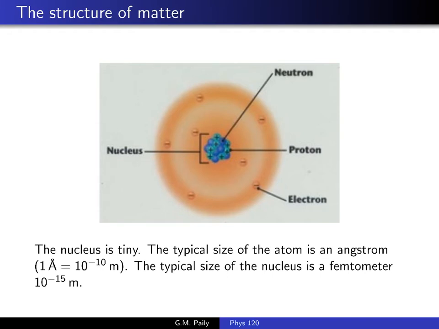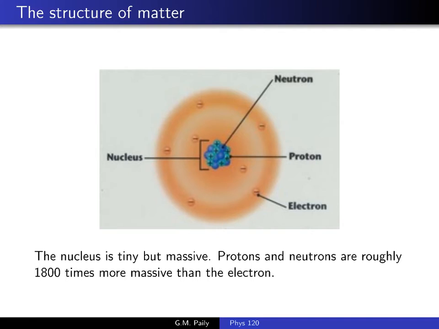The nucleus is extremely tiny. While the typical size of the atom is an angstrom, which is 10 to the -10 meters, the typical size of the nucleus is a femtometer, which is 10 to the -15 meters. So you can see that a nucleus is somewhere between 10,000 to 100,000 times smaller than the atom.